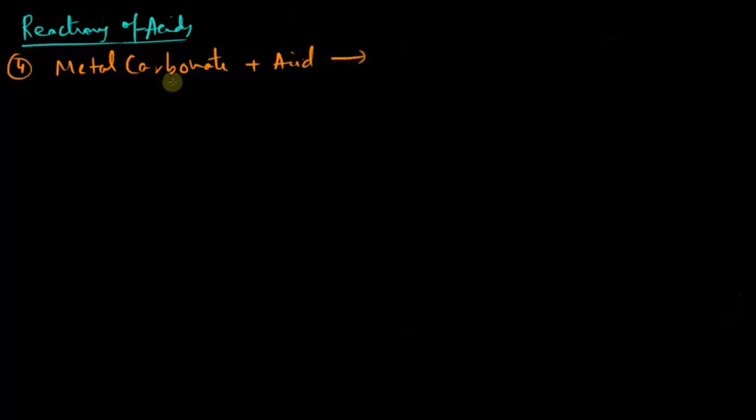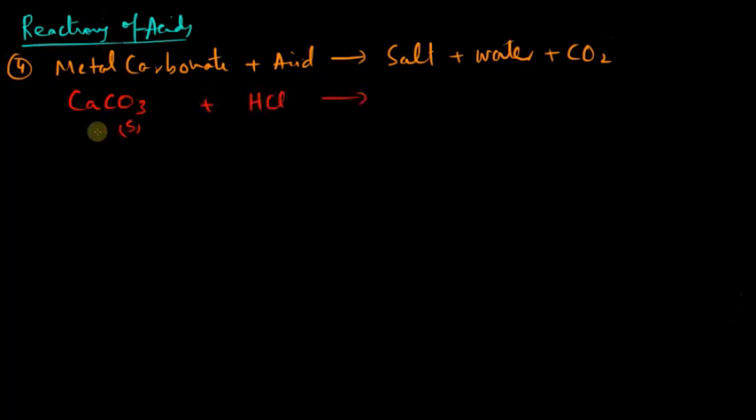So when you react a metal carbonate with acid, we get salt plus water plus carbon dioxide. So let's construct a reaction. Any carbonate you can have, like calcium carbonate, CaCO3. CaCO3 is solid, it's marble, and if you react it with HCl, what will happen?